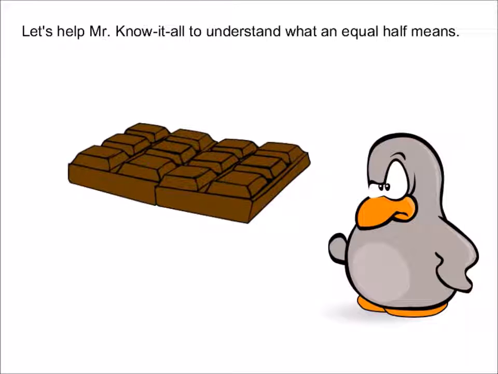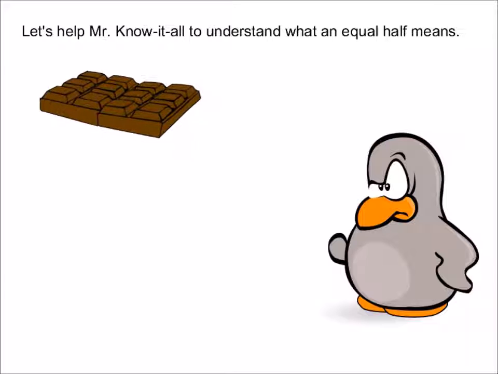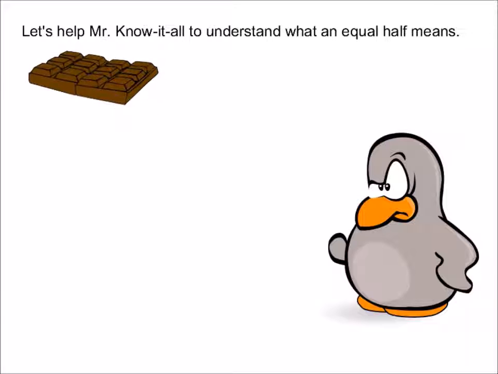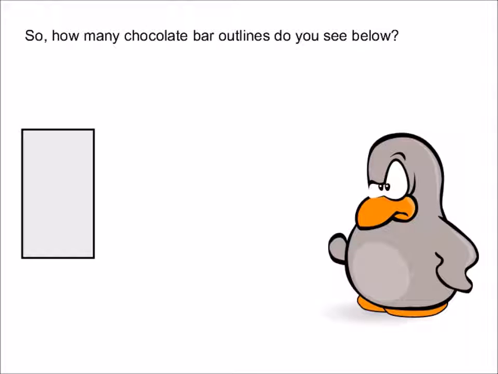Alright, everyone, we need to help Mr. Know-it-all to understand what an equal half means. We are going to do this by using Mike's chocolate that has 12 pieces in a bar and the chocolate schematic. First, we are going to start our journey with a simple outline of Mike's chocolate bar. As you're noticing, I have taken the outline shape of the chocolate bar and disregarded the pieces inside. This is because I'm viewing the chocolate as a whole. So the first question is, how many chocolate bar outlines do you see?